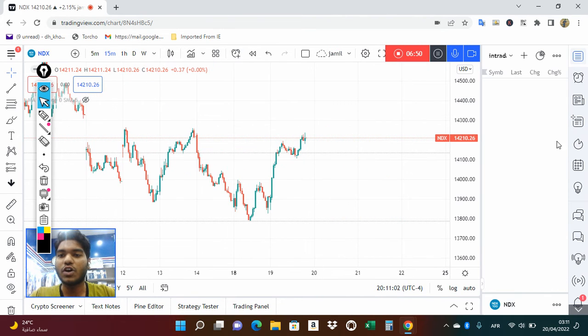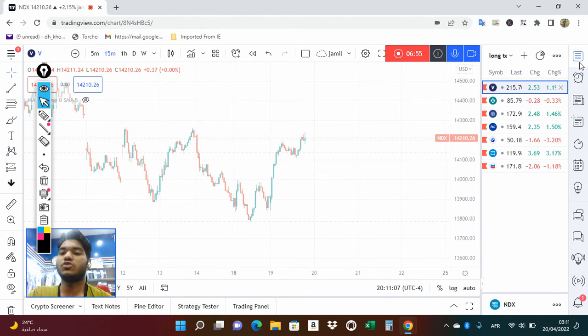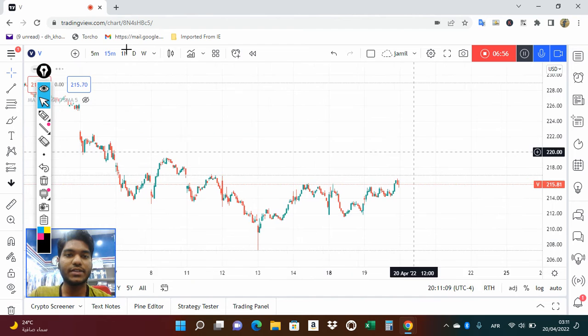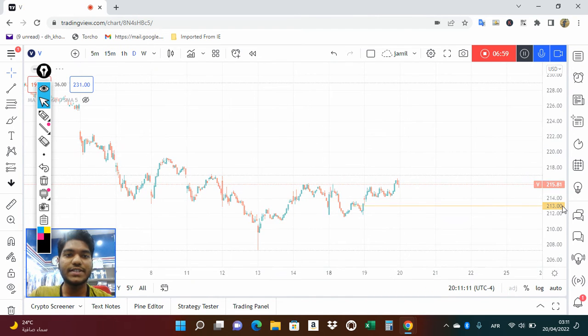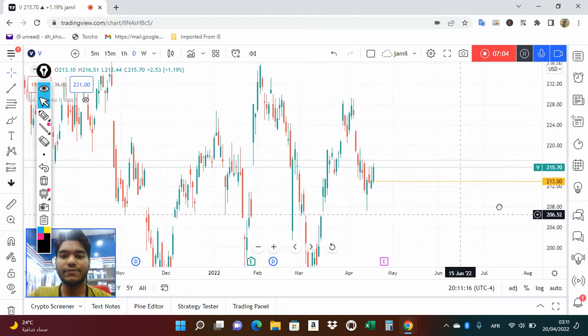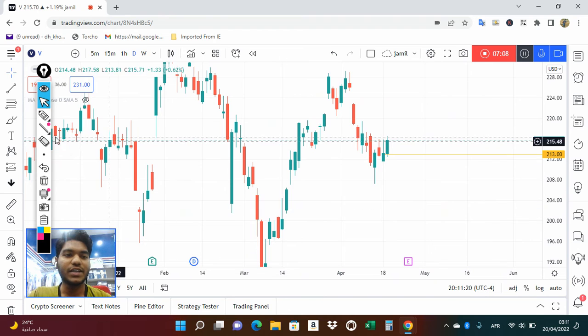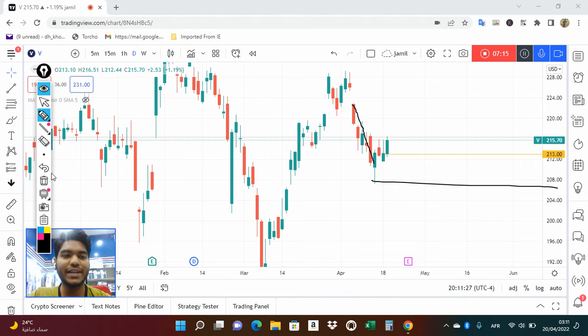So let's jump into the stocks. Let's see which stock we can trade. There's only one stock that we are going to select for tomorrow, which is Visa Inc. If I show you the candle pattern, it has made a very strong pattern. The seller tried to sell continuously, and on the selling side it took support at 208.